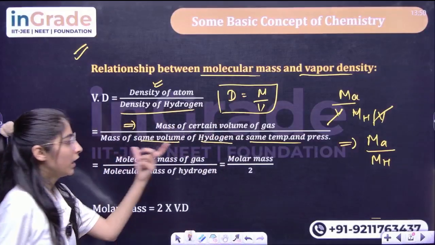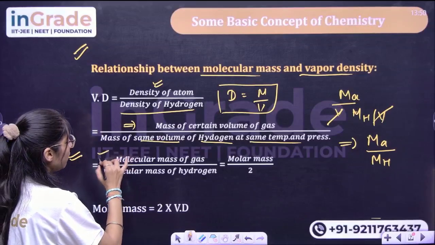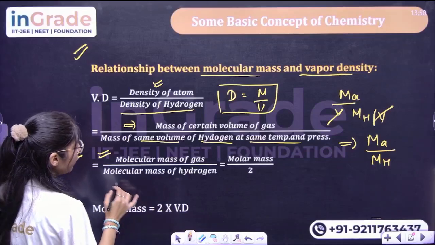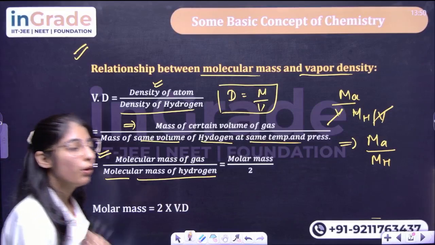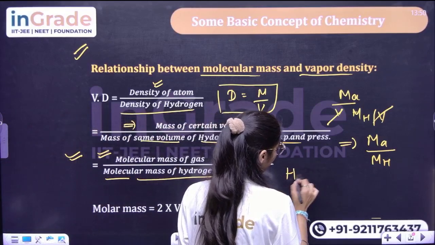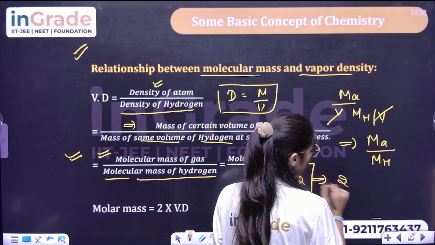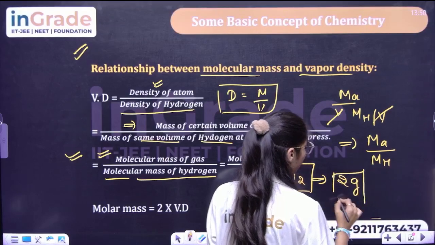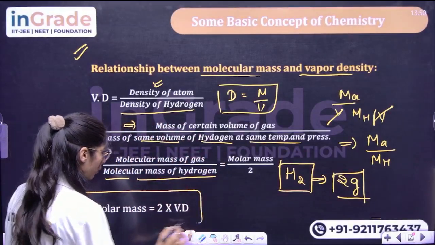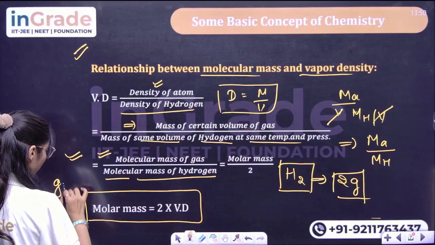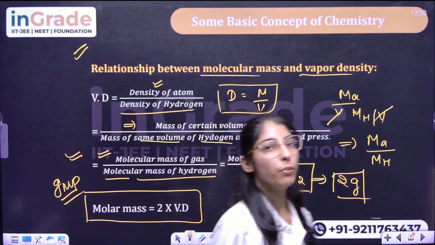Now if we want to talk about molecular mass, we take the molecular mass of the gas and divide it by the molecular mass of hydrogen. We all know that hydrogen exists in the form of H2, which means its molecular mass is going to be 2 gram. So the important formula that you have to remember for your exam is that molar mass is equal to 2 into vapor density.